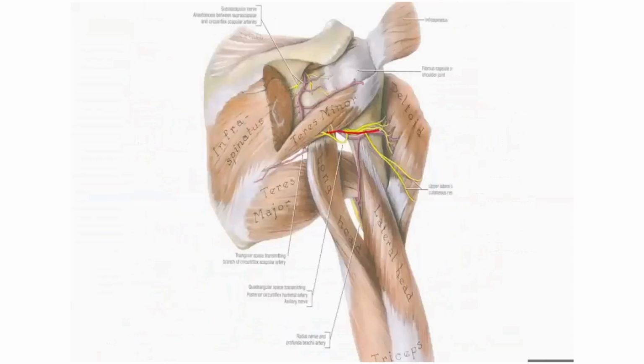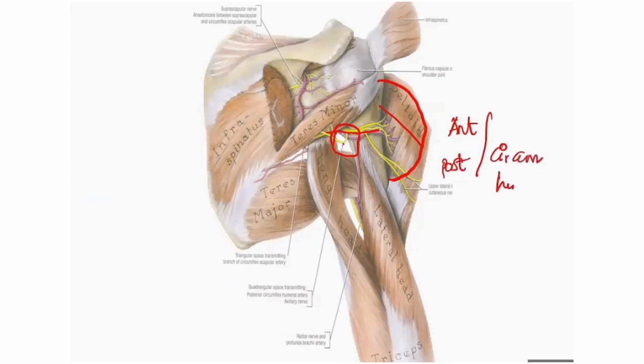Axillary nerve is ending on which muscle? What is this muscle? Deltoid. Which is the content of what is this triangle? Quadrangular space. Along with anterior and posterior circumflex humeral artery, which are all branches of brachial artery. Okay.